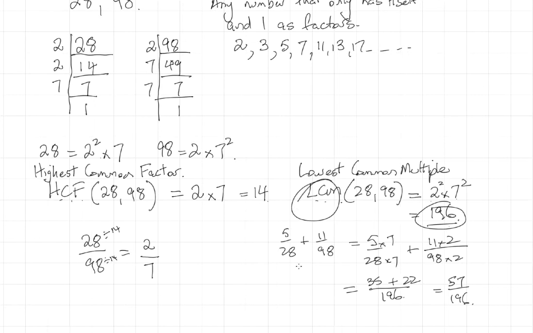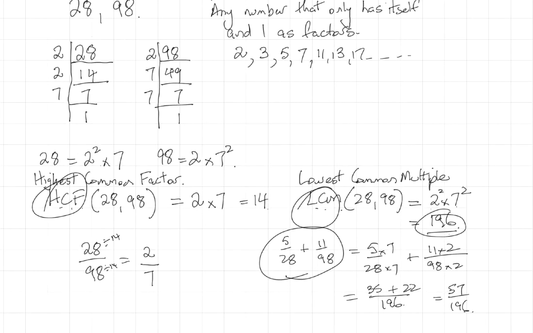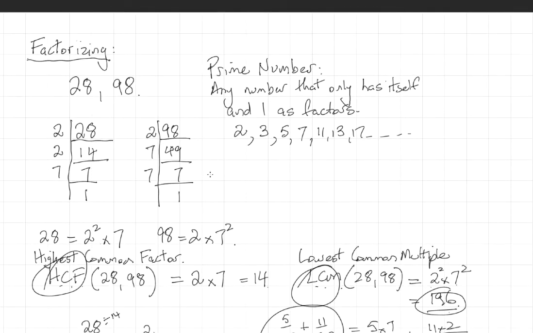So the LCM is used when we are adding fractions. The HCF is when we're trying to cancel fractions down. Prime factorization is worthwhile remembering because it's going to help us with some of the algebraic stuff we're about to do.